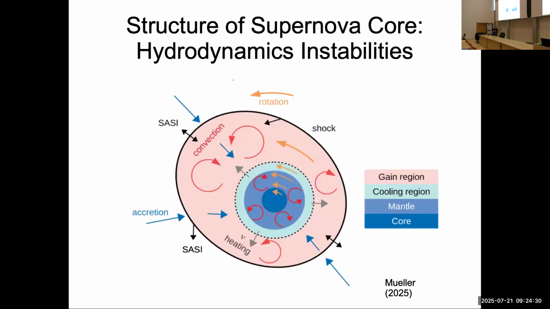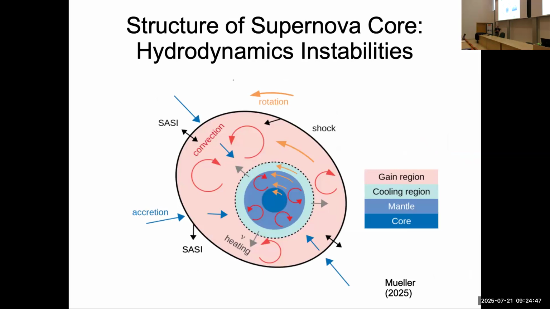Right. Now, it's been recognized for a long time that neutrino heating is what I would call the mechanism that pumps the energy into the explosion. So ultimately, the thing that really makes the material unbound.